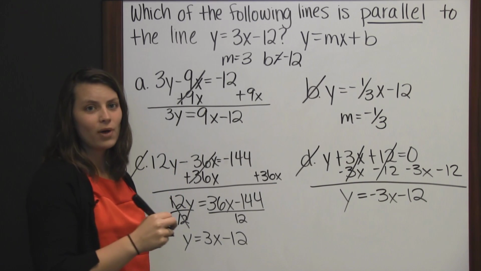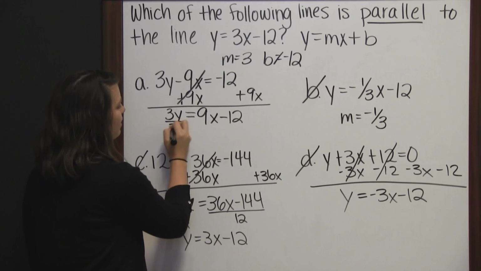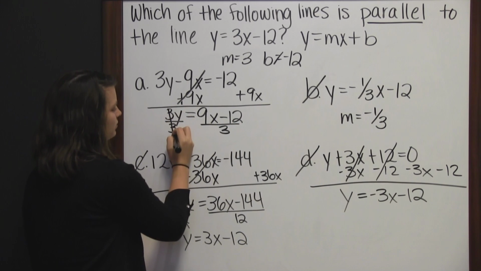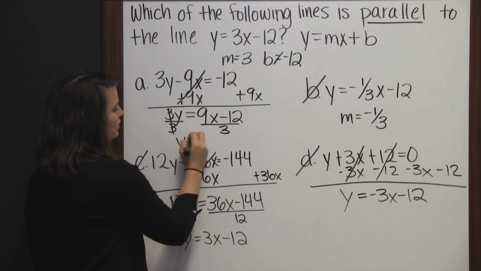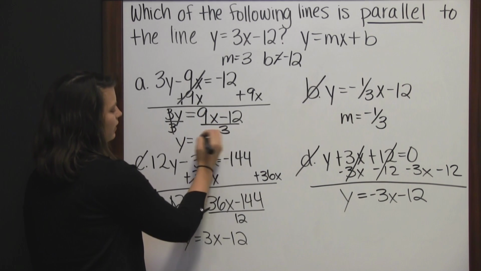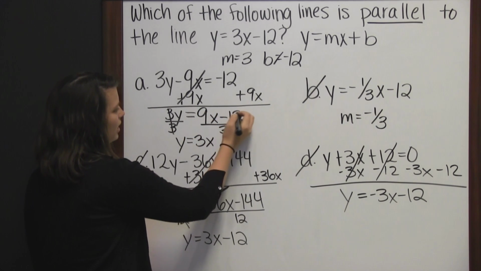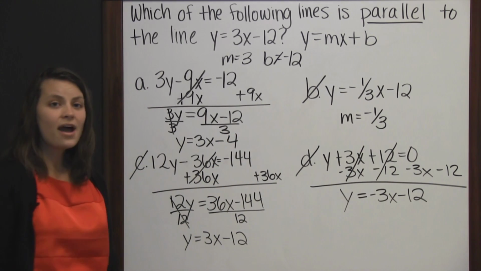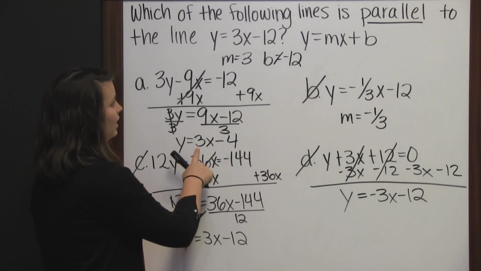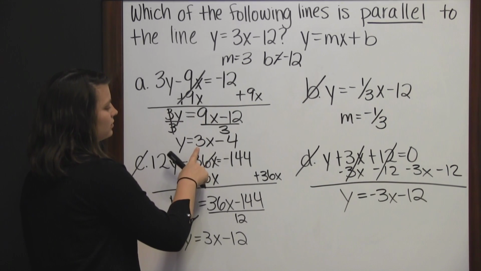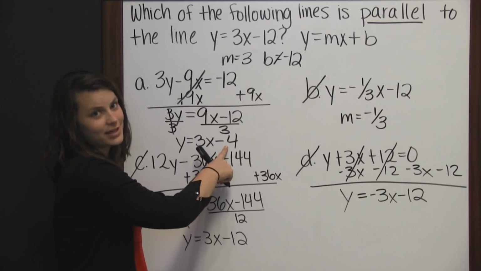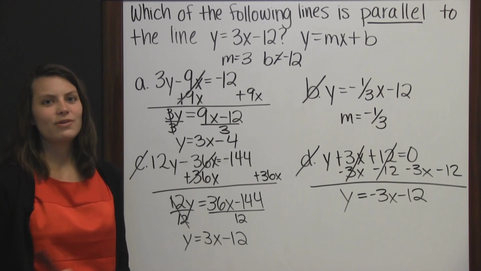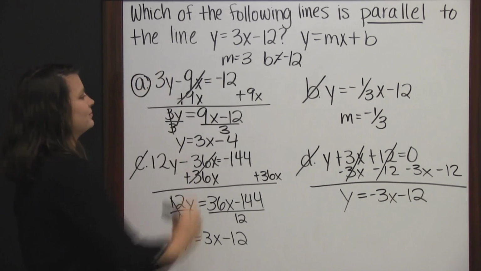And finally, to solve for y, we need to divide everything by 3. 3 divided by 3 is 1. 1 times y is y, equals 9x divided by 3 is 3x, and negative 12 divided by 3 is negative 4. So now we found a line that has the same slope as our line, but a different y-intercept. This one's negative 4 instead of negative 12. So we found our parallel line.